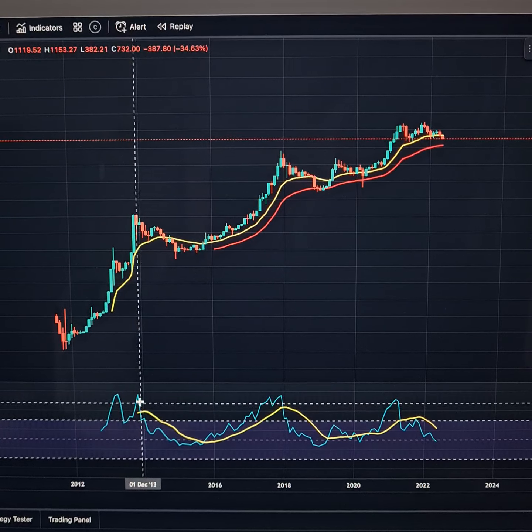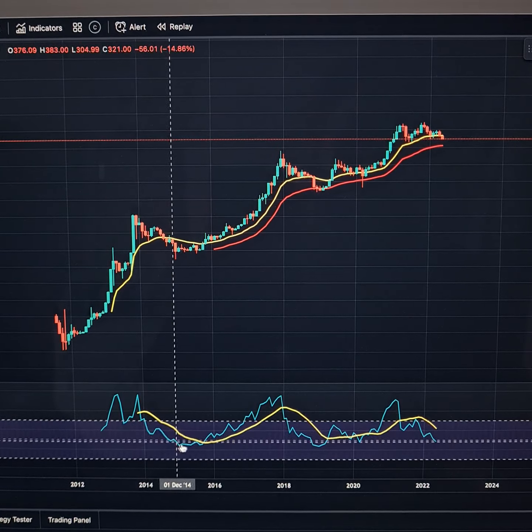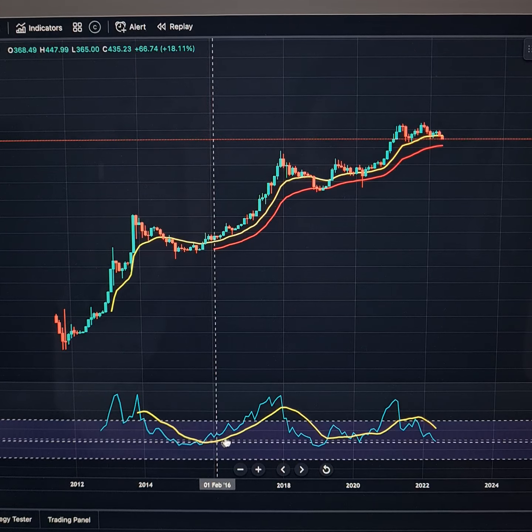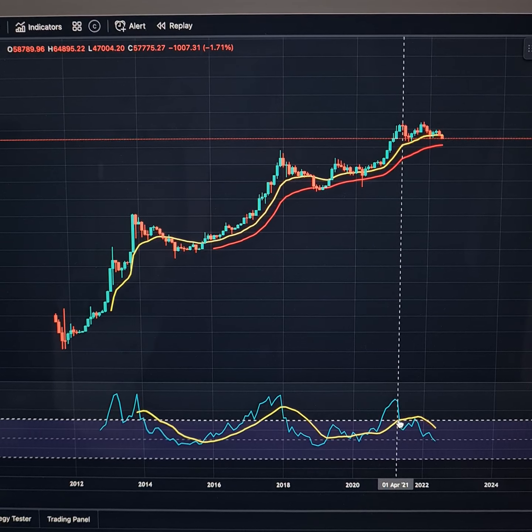So you can see here in the RSI, this blue line is the strength index of Bitcoin, and this yellow line is the RSI moving average. So, the moving average of the RSI over time.